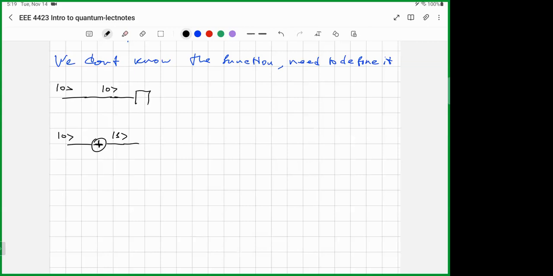So next, we apply the Hadamards to the first and to the second qubits. And as a result, on the first one we get 1 over square root of 2 state 0 plus state 1. And the second turns into the state minus, which is 1 over square root of 2 state 0 minus state 1, right?